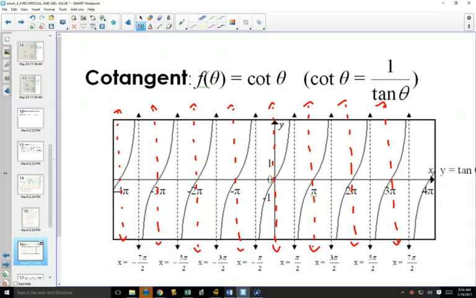And if we label them, we've got x equals negative 4 pi. Well, that's too far. Okay. X equals negative 3 pi. X equals negative 2 pi. X equals negative pi. X equals 0. X equals pi. 2 pi. 3 pi, and so on.